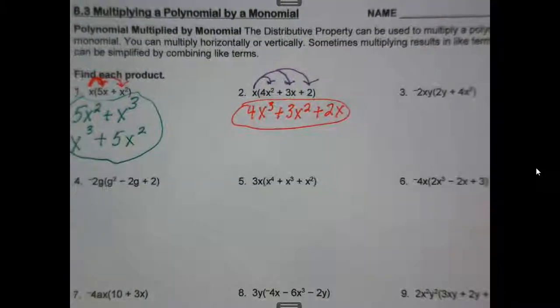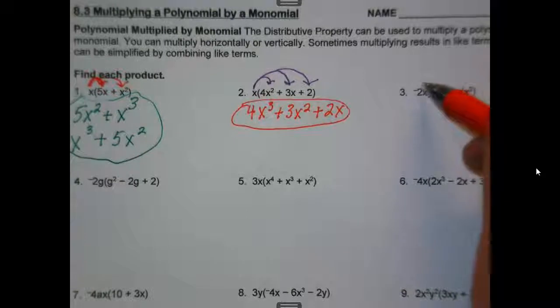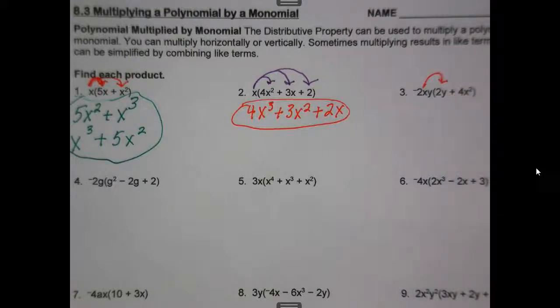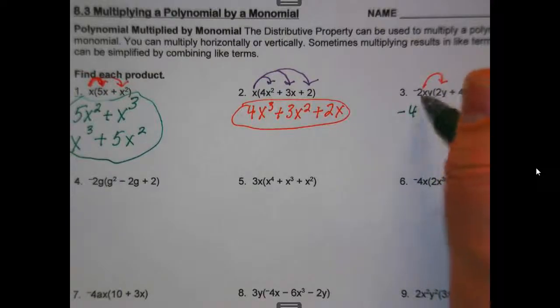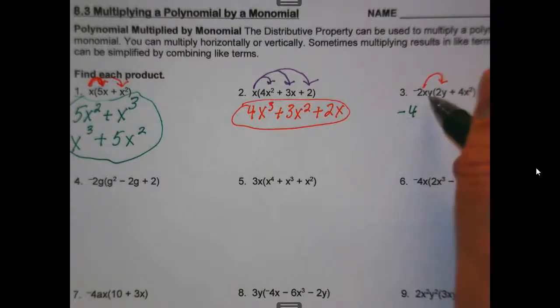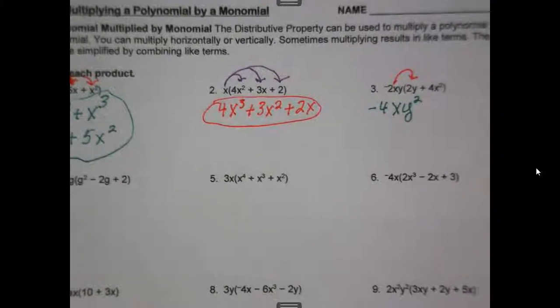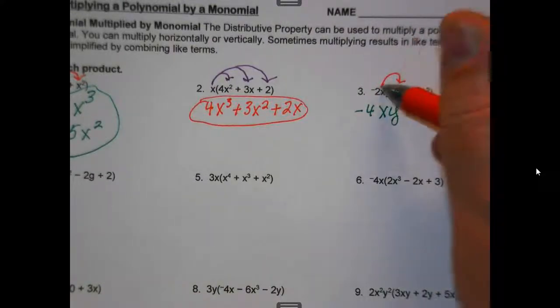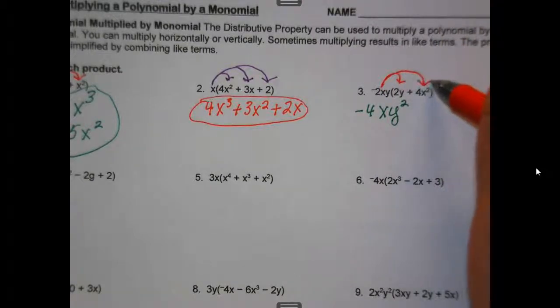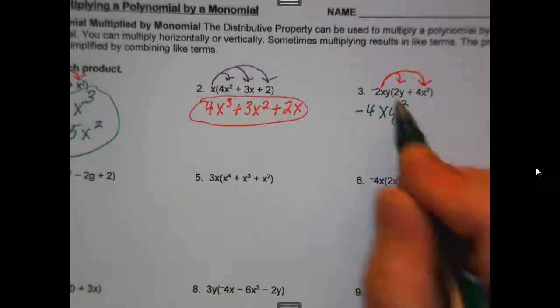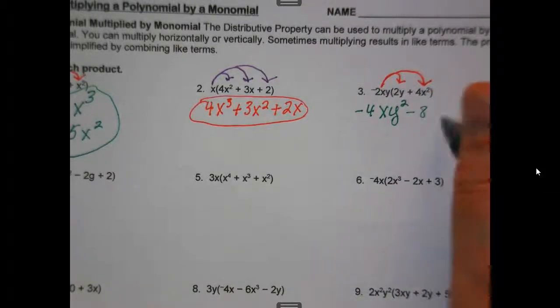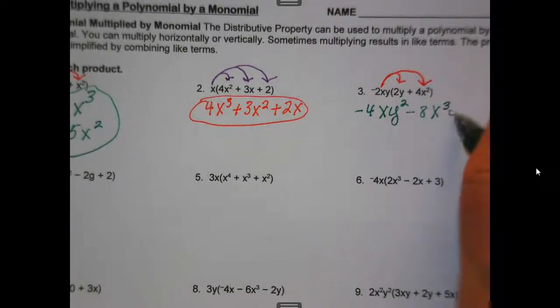Number 3. Okay, so I have a negative 2xy times a 2y, so yeah, really good. I get negative 4, negative 2 times positive 2 is negative 4. I only have the 1x, but I have y times y, which is good. Okay, what about negative 2xy times a positive 4x squared? Negative 8, x to the third, y.